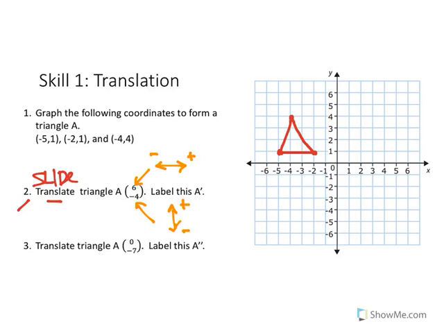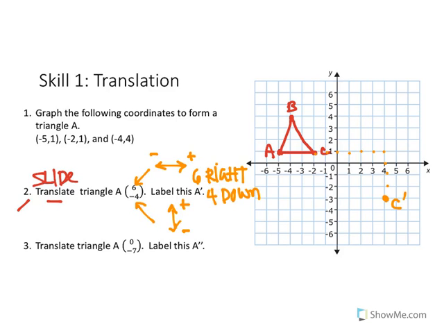So 6, -4 means go 6 to the right, and -4 means go 4 down. So I will move this shape 6 to the right and 4 down. So if I take each of these vertices, and I'll label them A, B, C. Let's take C to start. So 1, 2, 3, 4, 5, 6, then 4 down, 1, 2, 3, 4. So that's my new coordinate for C.